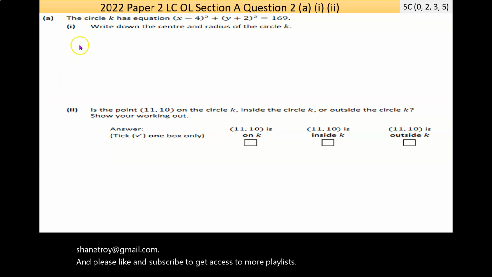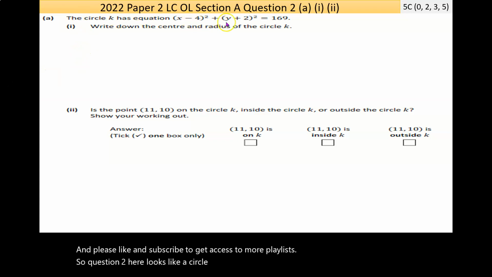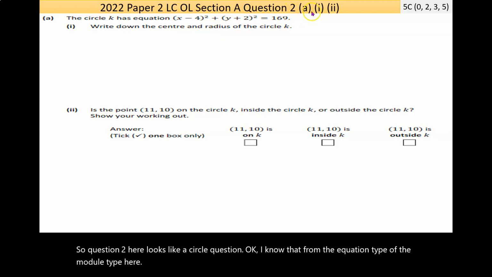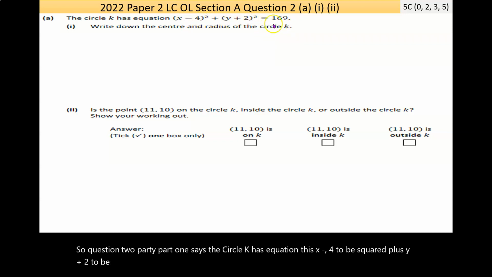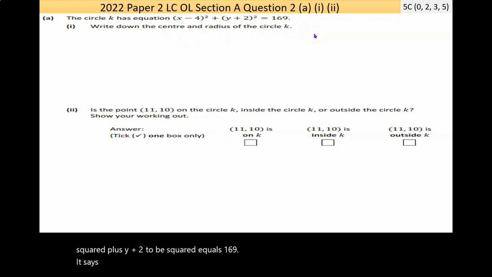So question 2 here looks like a circle question. I know that from the equation type, or the model type, here. Question 2 part A, part 1 says the circle K has equation (x minus 4) squared plus (y plus 2) squared equals 169. It says write down the center and radius of the circle K.